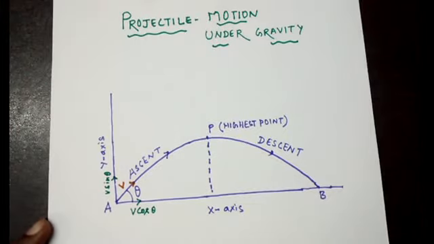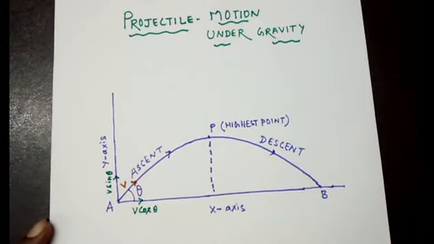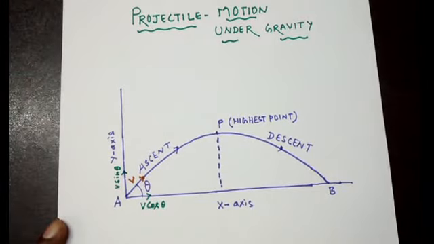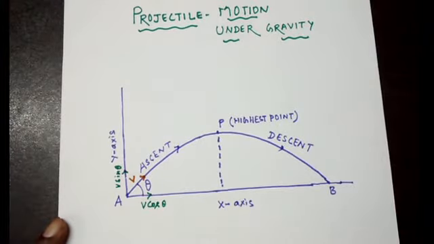Today I will discuss projectile motion under gravity, and we will find out the highest point expression as well as the time of ascent and time of descent and total time of flight and also the range.